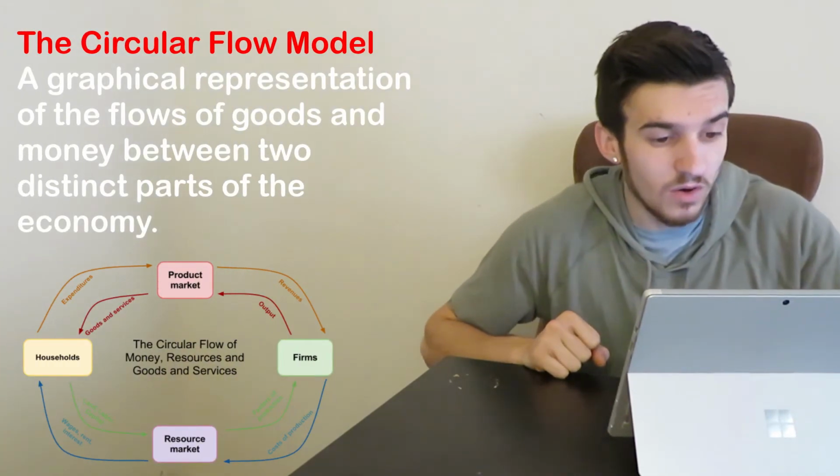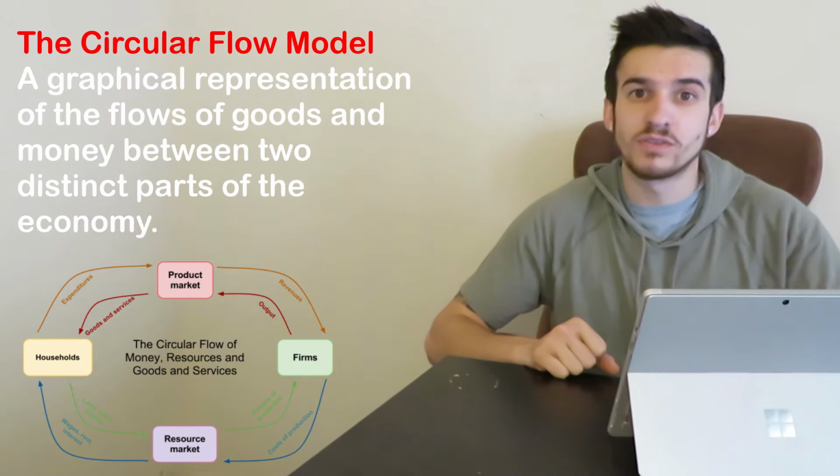Before we jump right into the business cycle, I do want to spend some time quickly going over the circular flow model in more detail. Remember, the circular flow model is going to represent the flow of goods and money between two parts of the economy. These two parts of the economy are going to be the product market and the factor market.